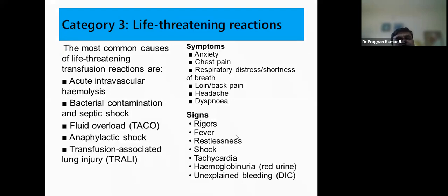Category 3 are life-threatening reactions, which I have told about already: acute intravascular hemolysis, which occurs mostly due to cross-matching failure. There could be bacterial contamination causing septic shock. There could be TRALI, transfusion-related acute lung injury. There could be transfusion-associated circulatory overload. There could be anaphylactic shock. Symptoms include anxiety, chest pain, respiratory distress, lower back pain, headache, dyspnea; signs include rigor, fever, restlessness, shock, tachycardia, hemoglobinuria, and unexplained bleeding.